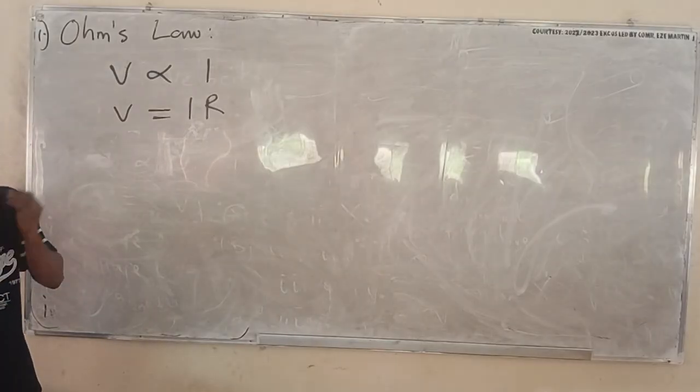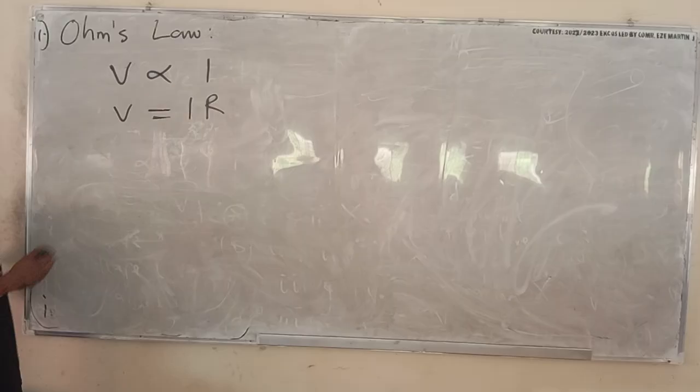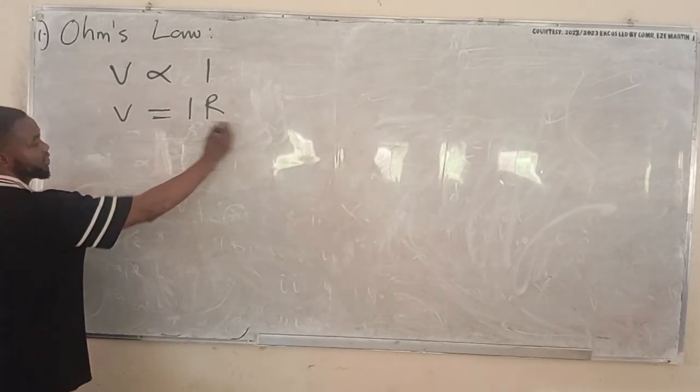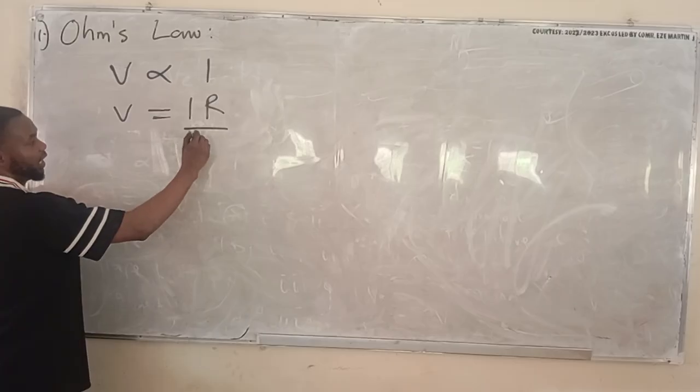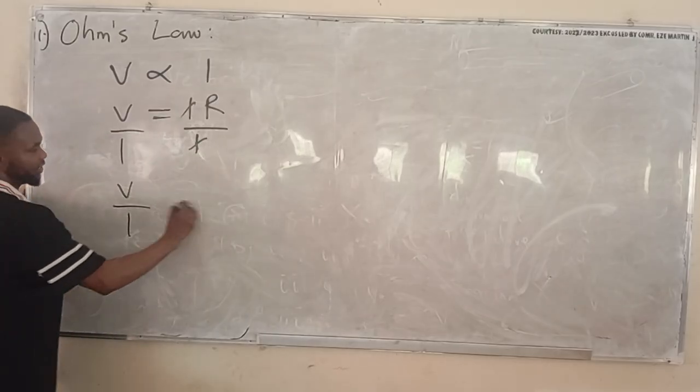And why is it low? Because of the resistance offered. So know that. If that be the case, why did I say resistance offered? If I make this resistance the subject of the formula, V over I, this cancels this. You see that V over I is equal to R.